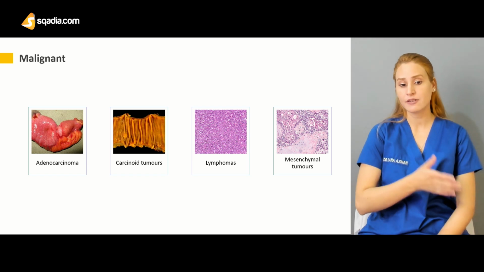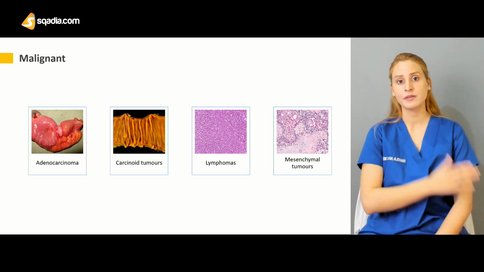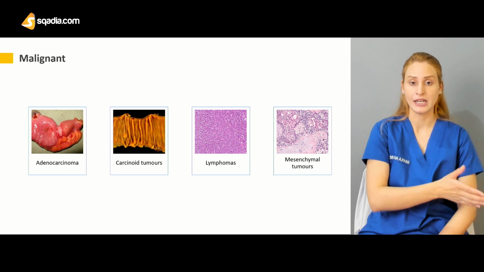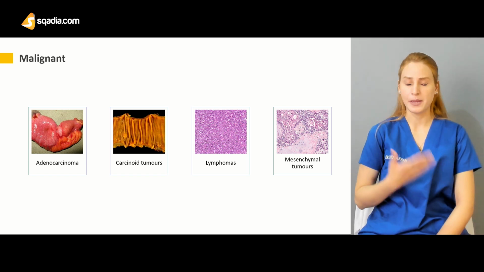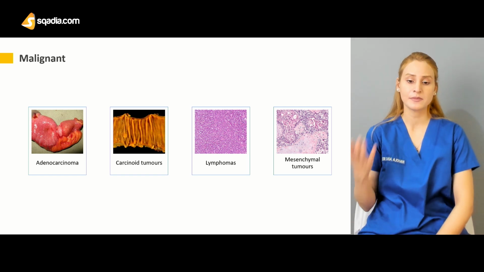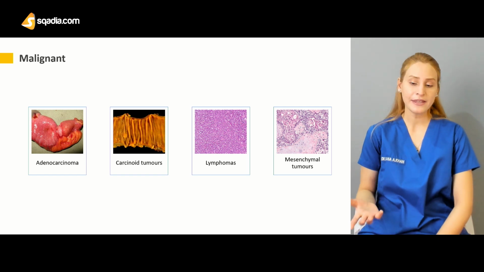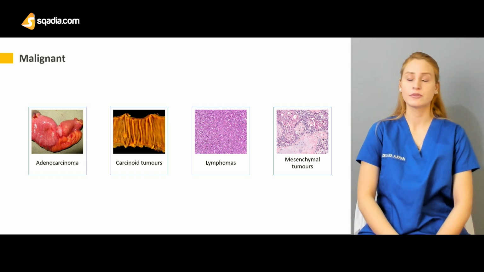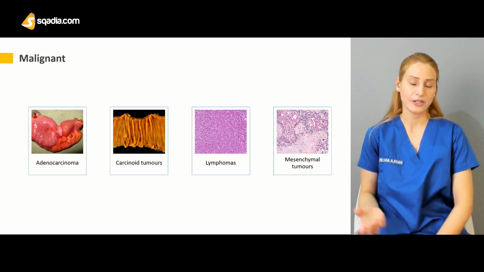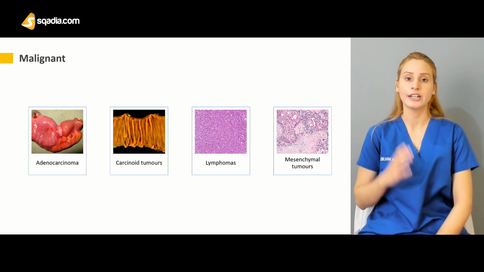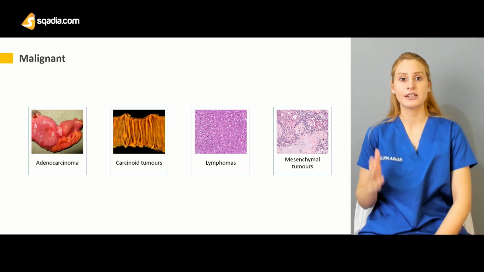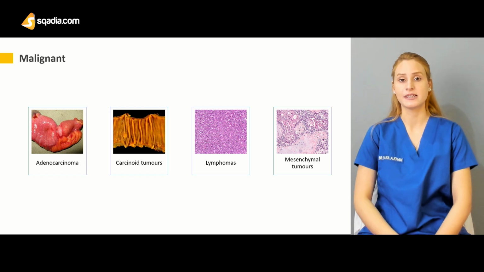So remember that carcinomas are most common in the jejunum, and carcinoid tumors are common in the appendix, the ileum, and the rectum. The lymphomas can be anywhere. Mesenchymal tumors most of the time involve the stomach as compared to the rest of the GIT, and surgical resection is the treatment of choice for the mesenchymal tumors.